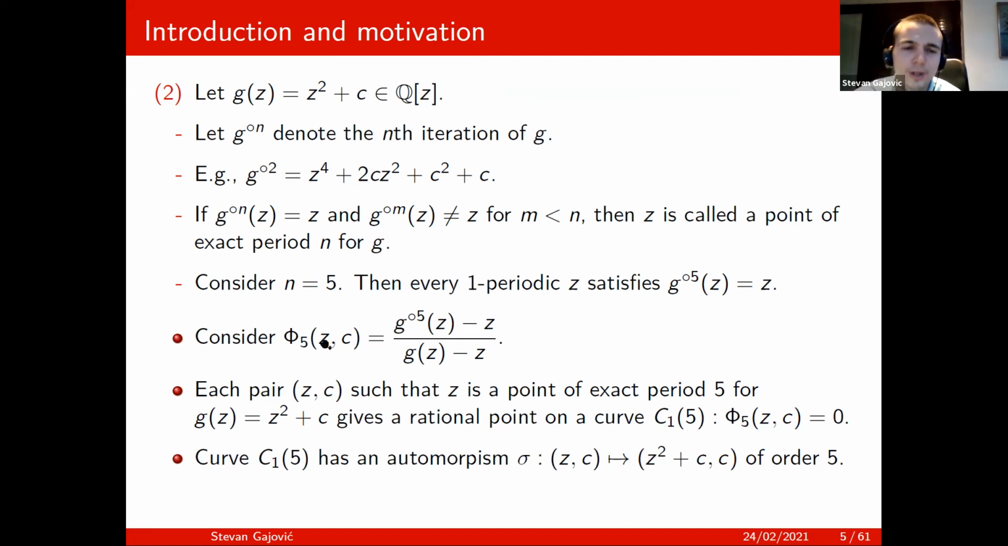This curve describes all points that are fixed by the fifth iteration of g, and maybe not ones that are fixed by g itself. Steven, I'm sorry for the interruption, but I would like to encourage our participants to ask questions, because I see that this is something beautiful and understandable. But me personally, I cannot follow so quickly.